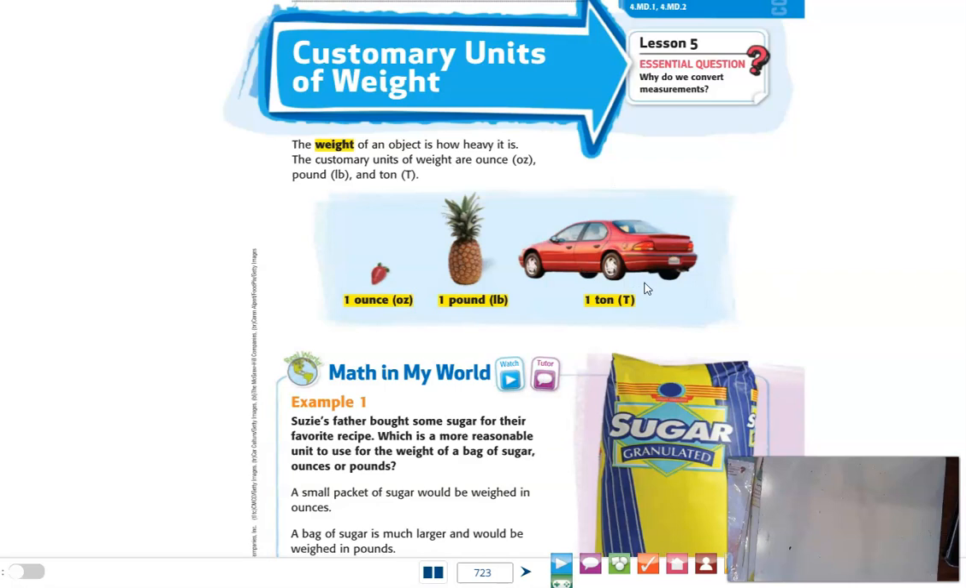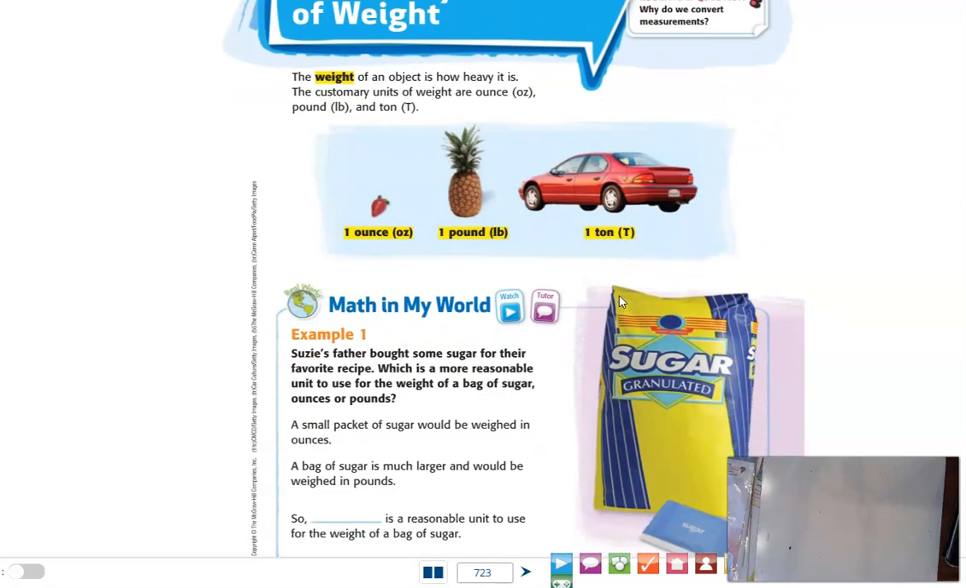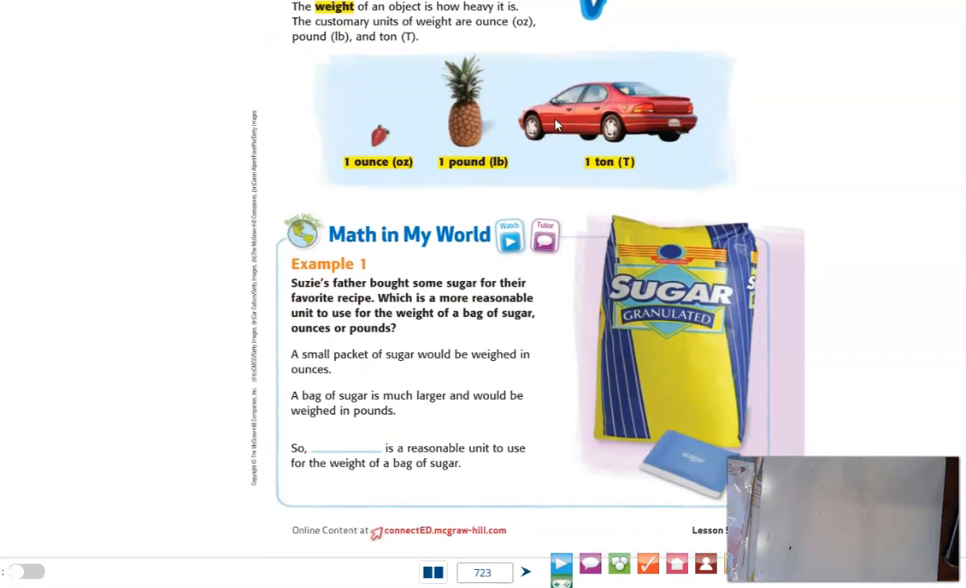A car is a good estimate for how much a ton is. If you're talking about a huge truck, that's probably more than a ton, but a regular sedan type car is a good thing to think about when you're trying to decide how much is a ton.